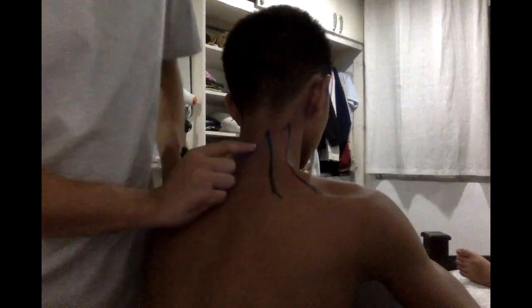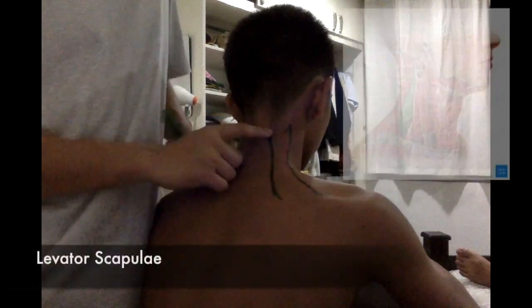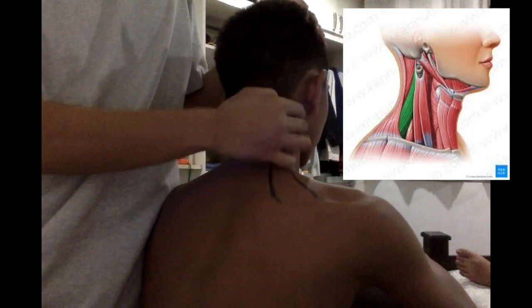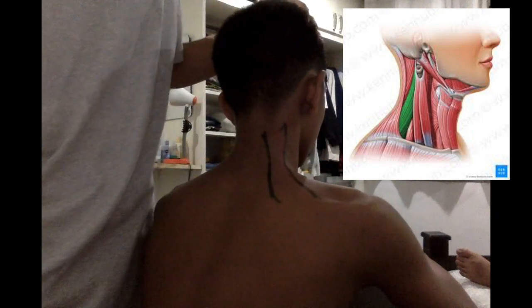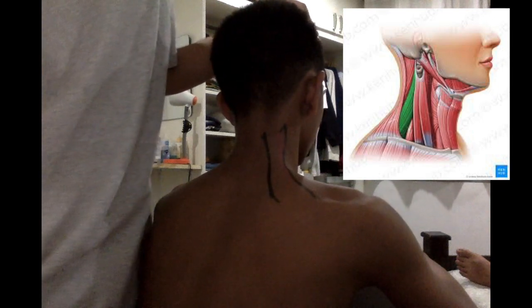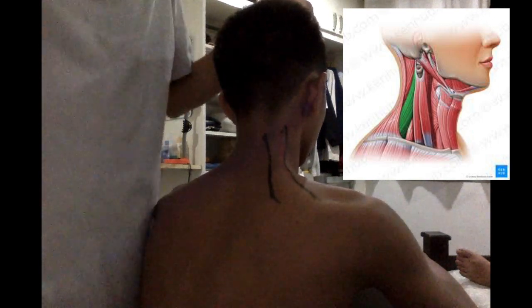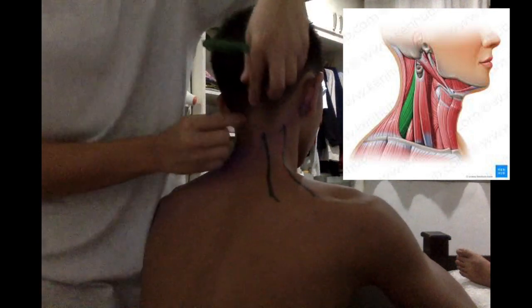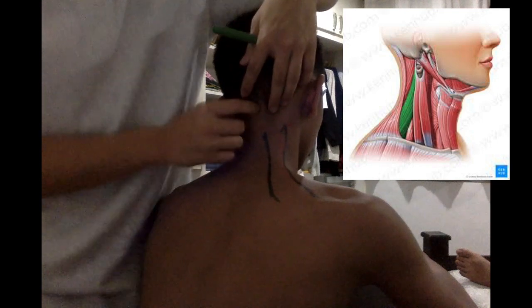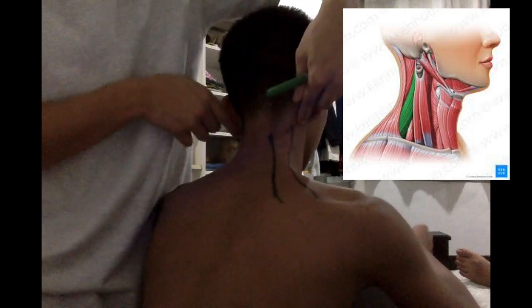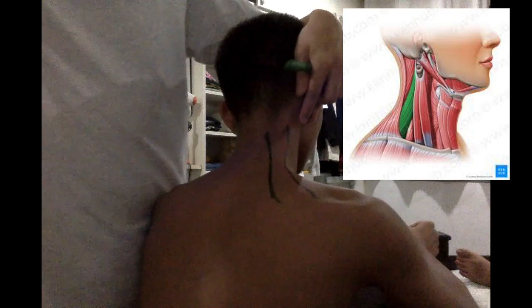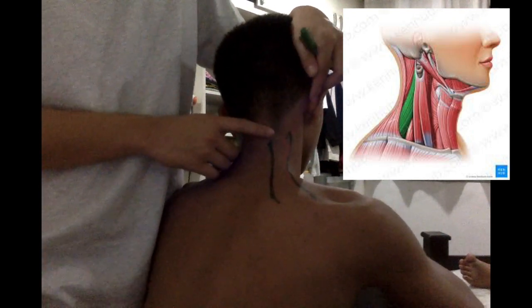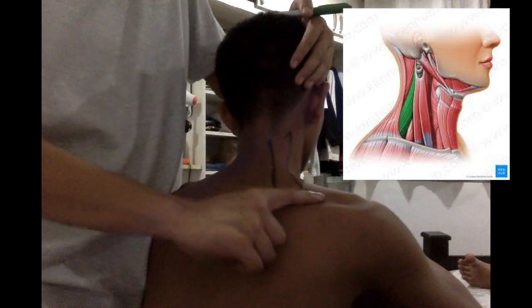Here we have the levator scapulae muscle. It's a skeletal muscle situated at the back and at the side of the neck. It's small here. Its main function is to lift the scapula. Its origin is in the posterior tubercles of the transverse process of C1 to C4. That's its origin. The transverse process, so it's sticking out a bit. It's at the sides of the neck. And its insertion is in the superior part of the medial border of the scapula. So, here.